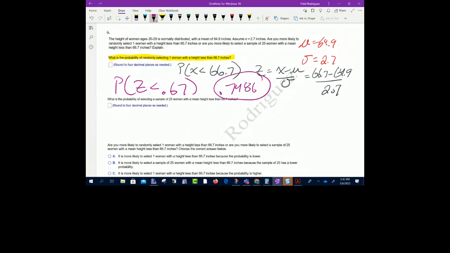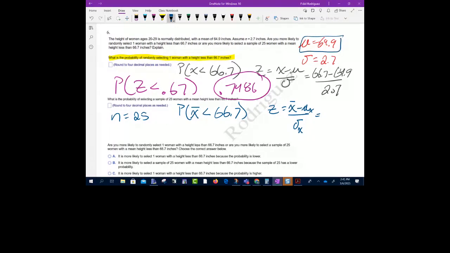All right. Now, what's the probability that we select a sample of 25 women who have a height less than this? Now we're talking about a sample, okay? So now we're talking about what we've been doing so far. We're trying to find the probability that the average height of a group of 25 women is smaller than 66.7. Let's find our z value. We're going to take x minus mu x over sigma x. Remember, y'all, my average is still the same, 64.9. So we're going to take 66.7 minus 64.9.